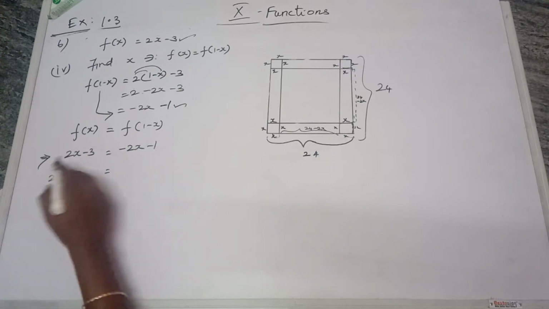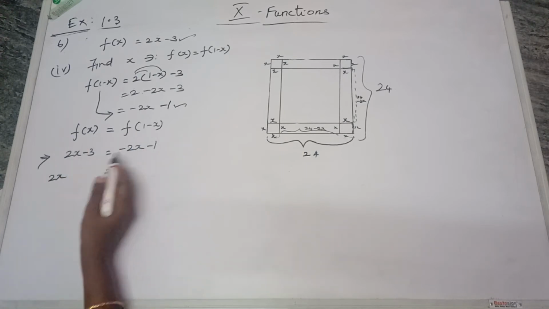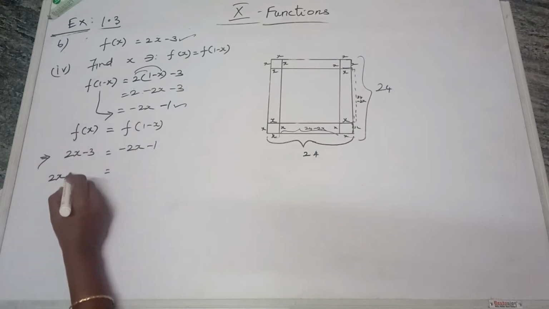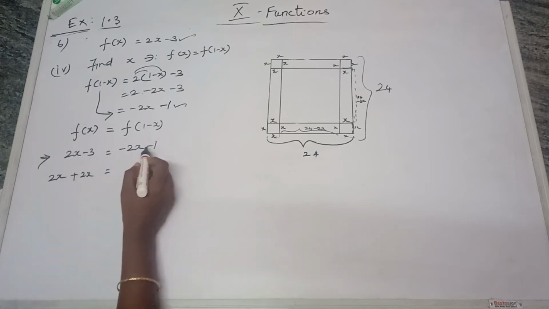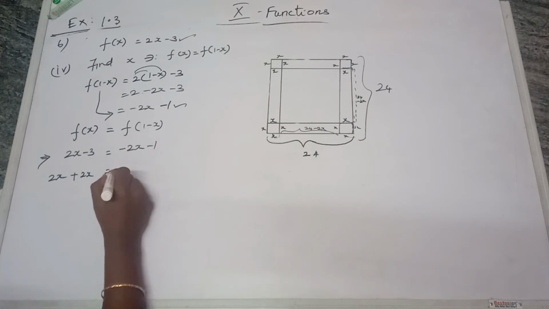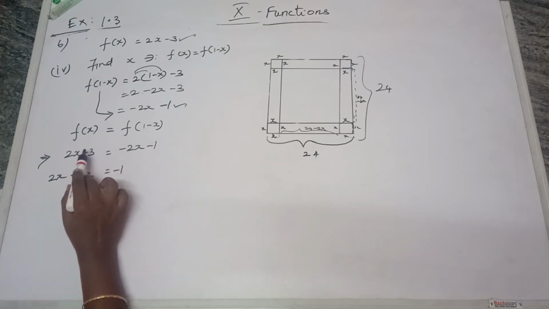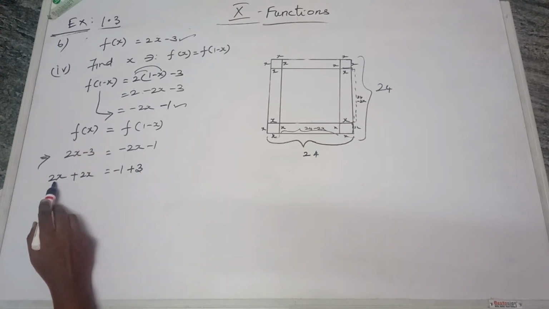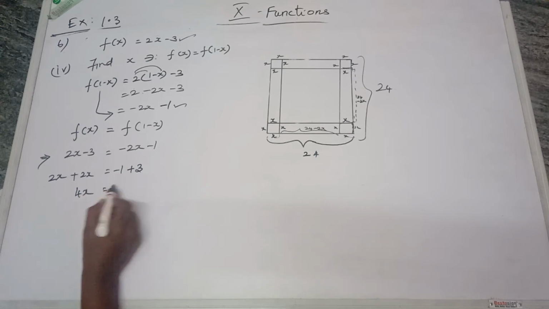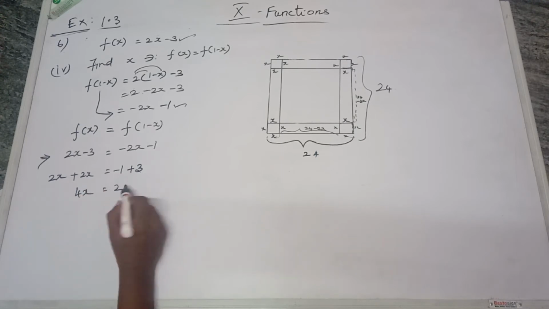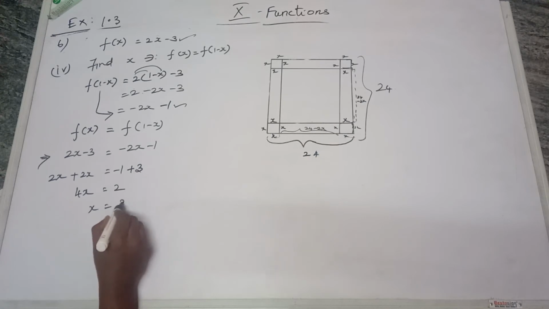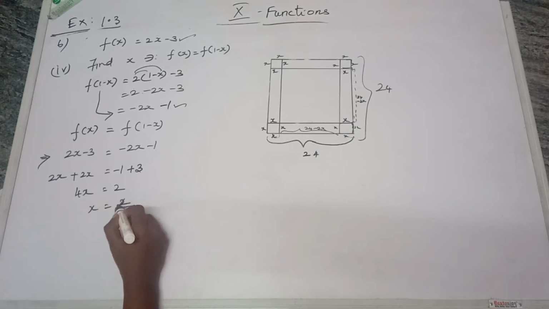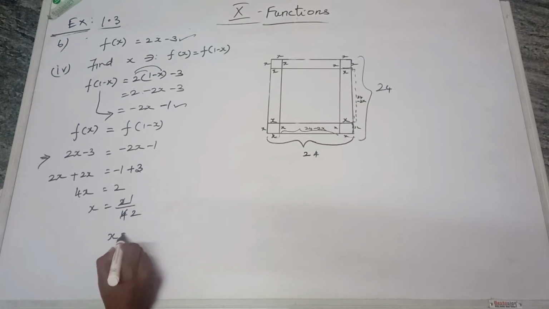You have to transpose this minus 2x to your left side. While you transpose, it becomes plus, so plus 2x. And then this minus 1 is in the right side, so you write as it is. Then the rest of the term in the left side, minus 3, you transpose to the right side, becomes plus. So now 2x plus 2x is 4x, and minus 1 plus 3 is nothing but 2. So 4x equal to 2. In multiplication, while you transpose, it becomes division. 2 2s are 4, so the value of x is 1 by 2.